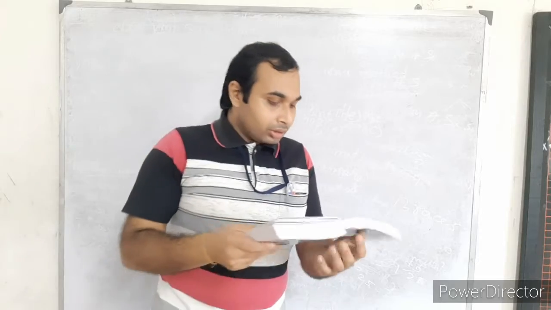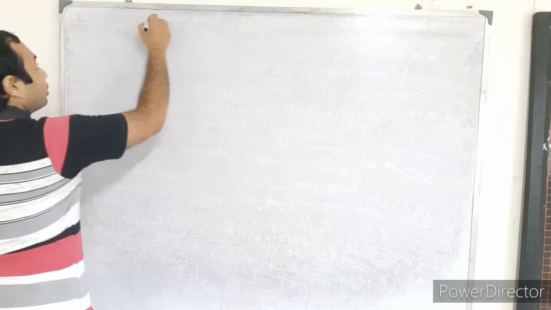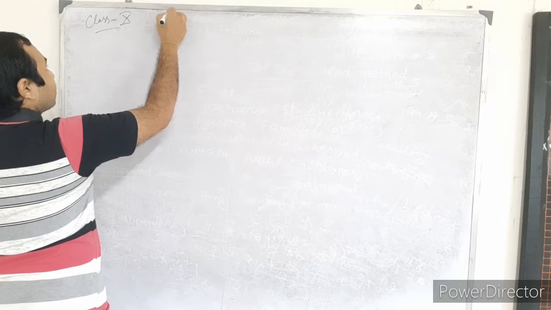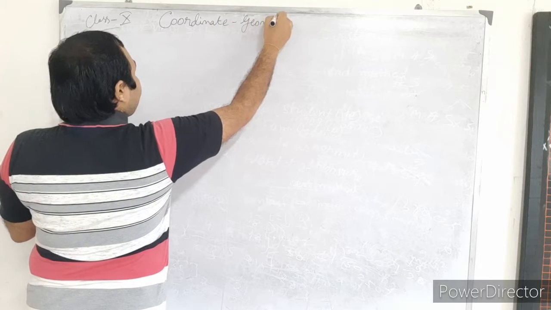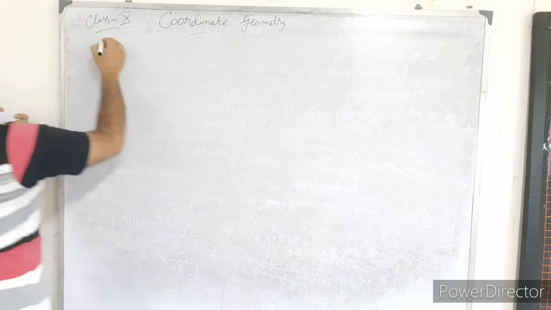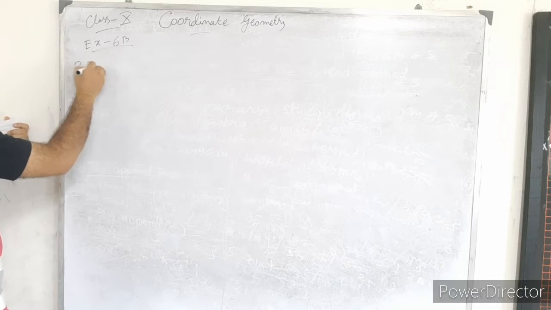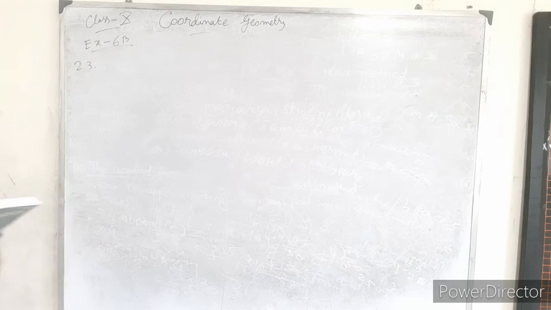The first question is question number 23, exercise 6B. The question is: find the third vertex of a triangle ABC if two of its vertices are B(-3, 1) and C(0, -2) and its centroid is at the origin.